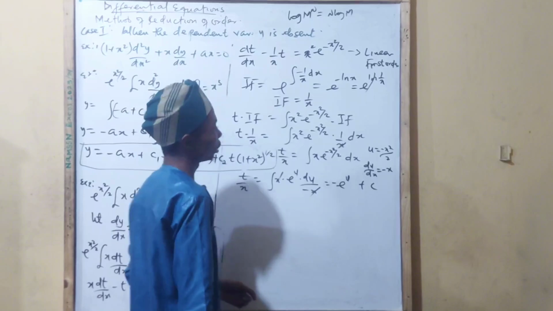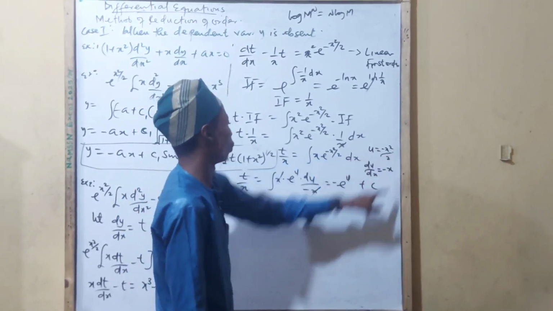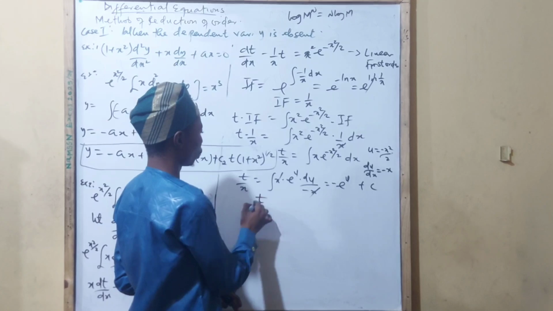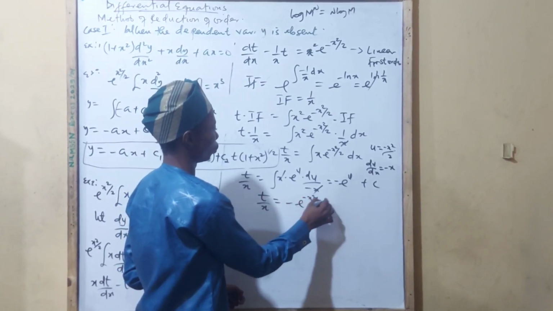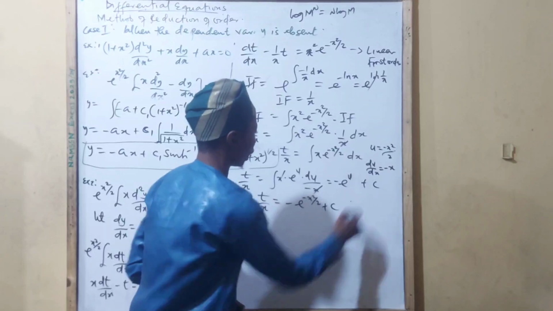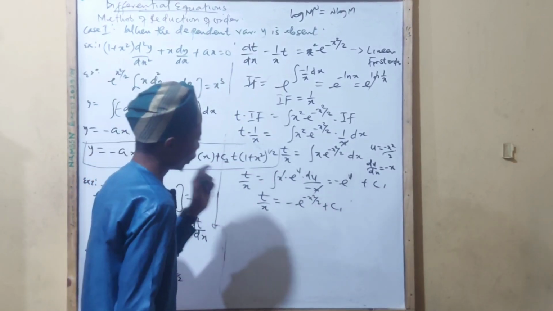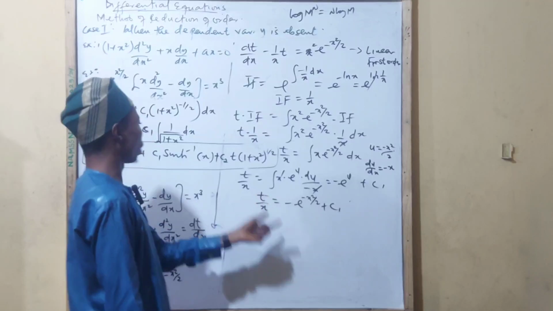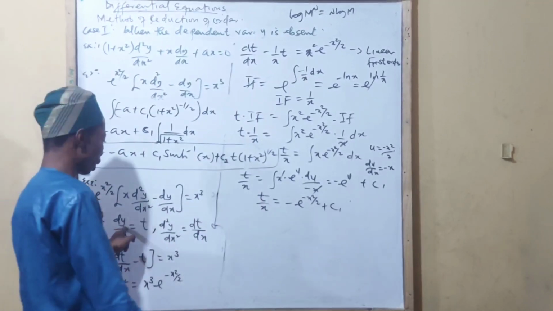And recall, what is our u? Our u equals minus x squared over 2. So finally, we are going to have t over x equals minus e raised to the power minus x squared over 2 plus c. Let's say plus c1, because we still need another constant here. We need to make this t stand alone before we can return it back to where it's coming from here.